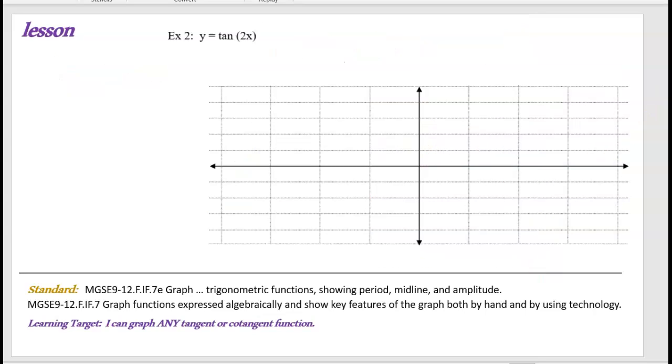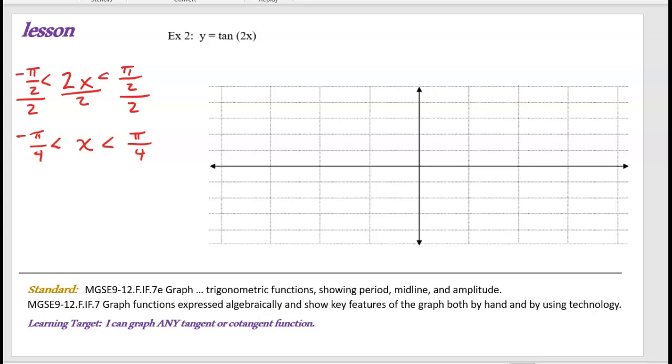Now, A is 1, B is 2. So set the argument between negative pi over 2 and pi over 2. Solve for x, so if I divide by 2, I divide all three parts by 2. This gives me negative pi over 4, pi over 4. X is between those two numbers.